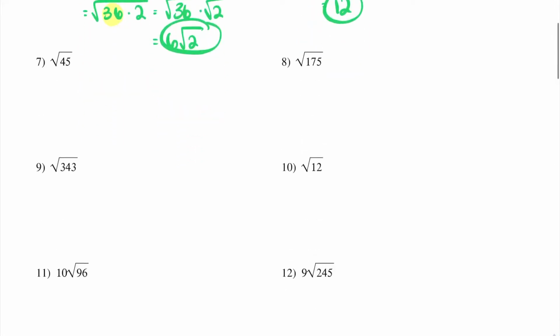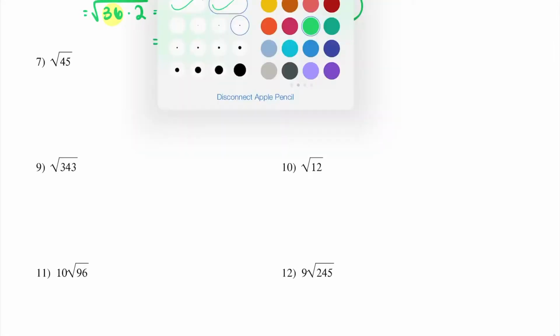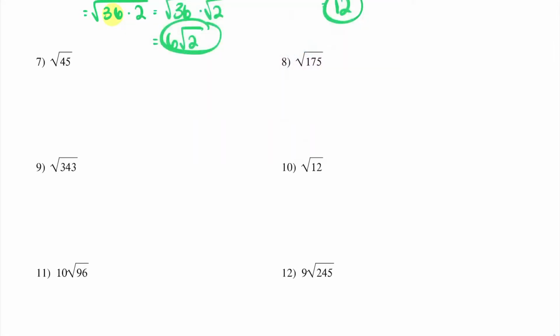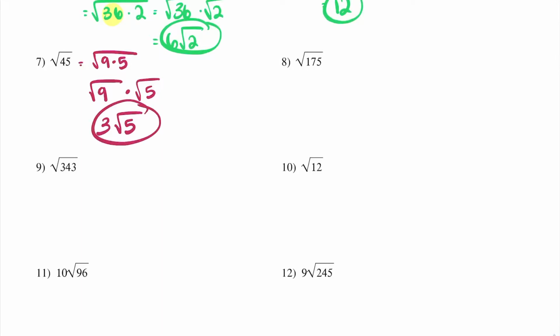All right, square root of 45. So again, remember, you're looking for perfect squares involved somewhere underneath the radical. I can rewrite the square root of 45 as the square root of 9 times 5. So that becomes the square root of 9 times the square root of 5. I know the square root of 9 is 3, and when I multiply that by the square root of 5, I get 3 rad 5.